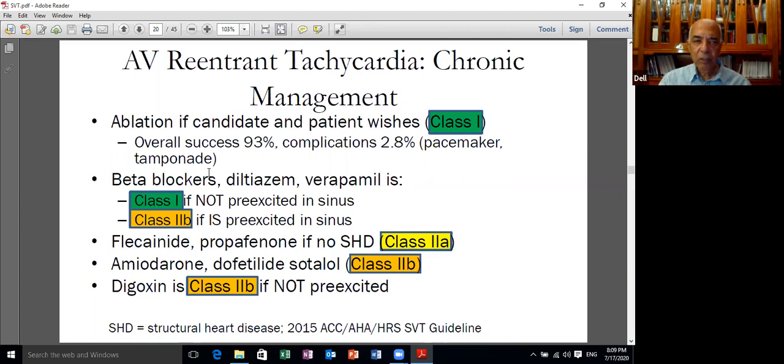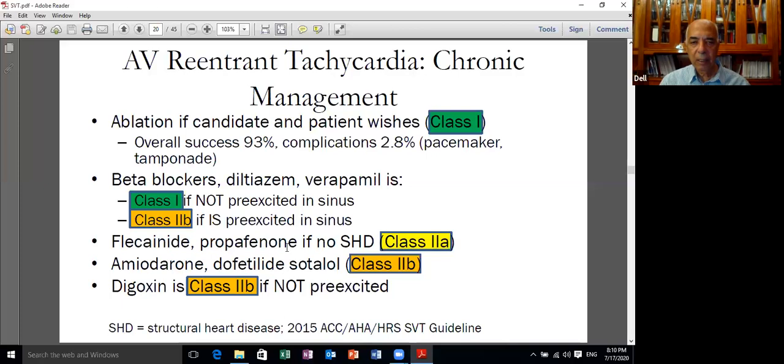If the patient refuses or is not a candidate for ablation or ablation failed, then you go to the three drug combinations: beta blockers, diltiazem, and verapamil. Again, it's a class 1 indication if there is no delta wave in the sinus electrocardiogram. It is 2B if there is a delta wave, because as I said, if you have the sinus impulse conducting anterogradely through the accessory pathway, this is a dangerous situation because when atrial fibrillation occurs, which is a common occurrence in patients with accessory pathway, this will result in ventricular fibrillation, quite an undesirable situation.